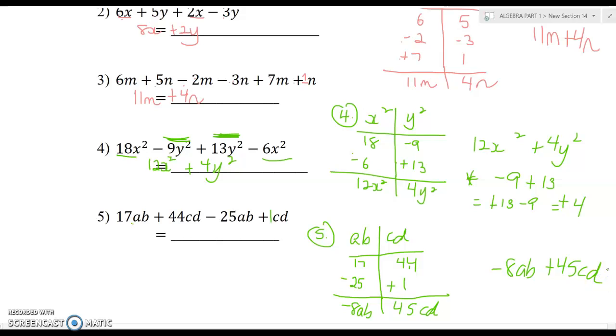Again, you're probably wondering, how do I know that 17 minus 25? So a smaller number take away a bigger number is going to give you a negative number. And really and truly, 25 take away 17 is 8, so it's really negative 8, right? You're getting hung up, don't worry. Double check on the calculator again. If all else fails, use your number line. Your number line will never fail you, right? Right, and yeah, so 17ab minus 25ab gives me minus 8ab. And then plus 44cd plus 1cd will give me plus 45cd.